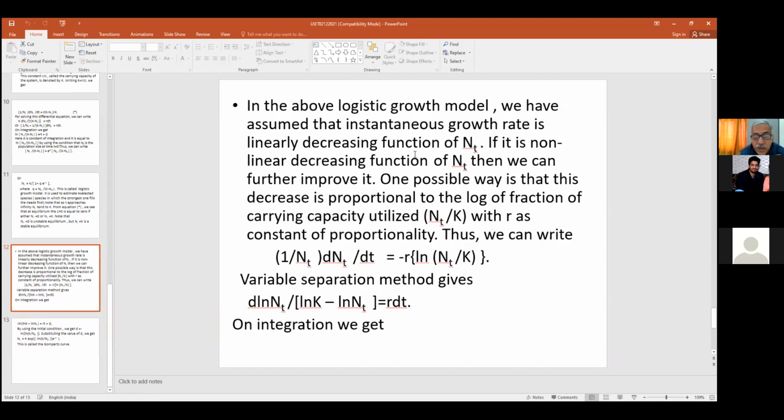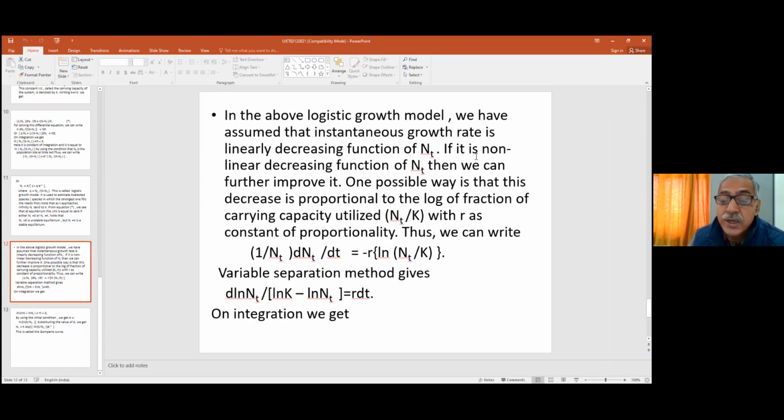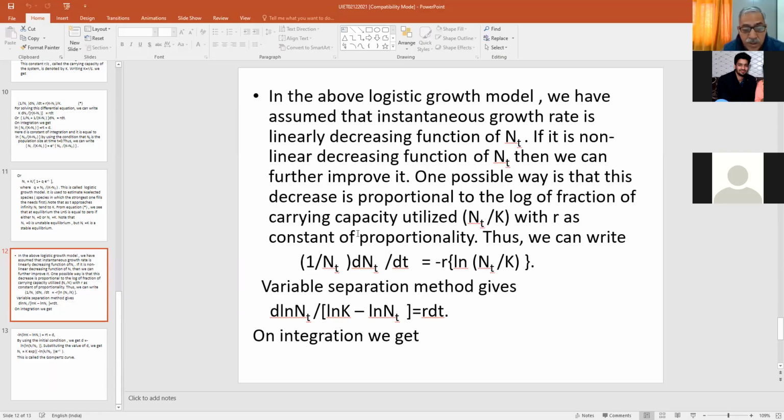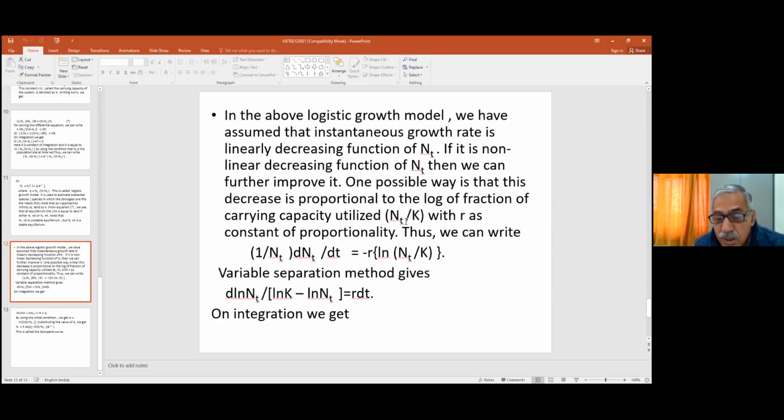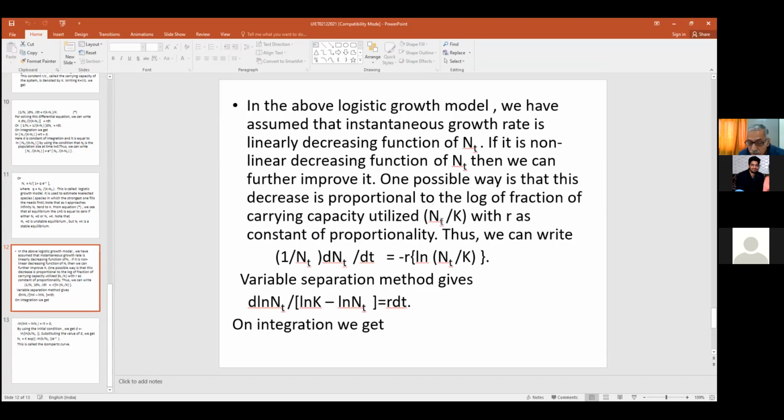One possible way, now I am saying it, if it is non-linearly decreasing, then it can be improved further by bringing in a function on the right hand side which is non-linearly decreasing. Now let us see what that non-linear function is. One possible way, there are several ways. One possible way I am introducing is that this decrease is proportional to the log of the fraction of carrying capacity utilized. What is this? N_t is the current size at time t and K is the equilibrium size.